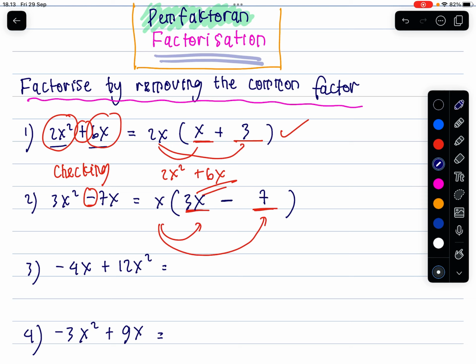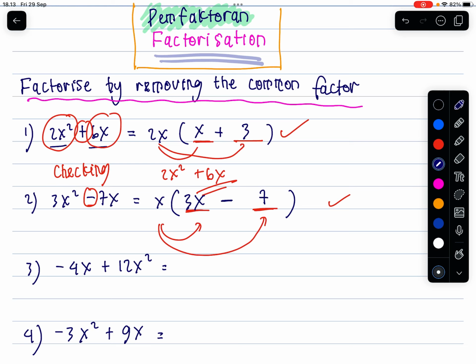Okay, so let's check. x times 3x is 3x squared. x times negative 7 is negative 7x. So we're confident that our answer is correct. Now we're going to do number 3. I hope you're starting to get the hang of it. Let's do number 3.